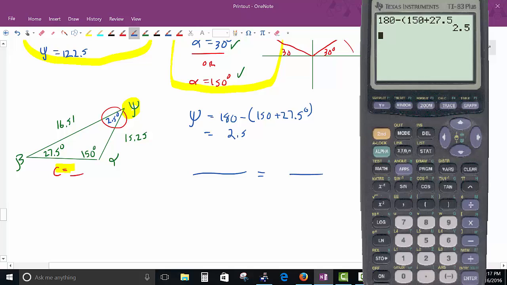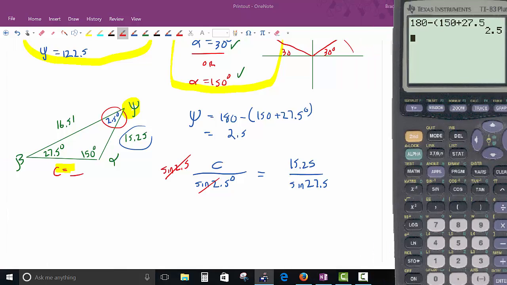So we've got C over the sine of the opposite angle. Pick a side. Let's go with, say, 15.25 over the sine of its opposite angle. And then we can solve this by law of sines, and then we'll have the problem solved. A lot of work when you have two triangle answers. All right.